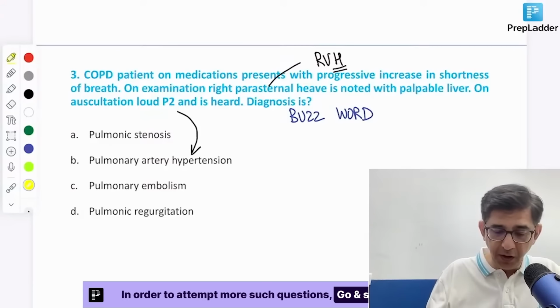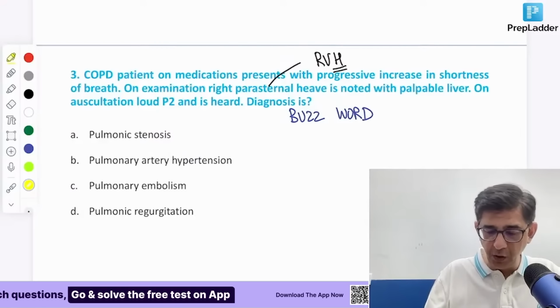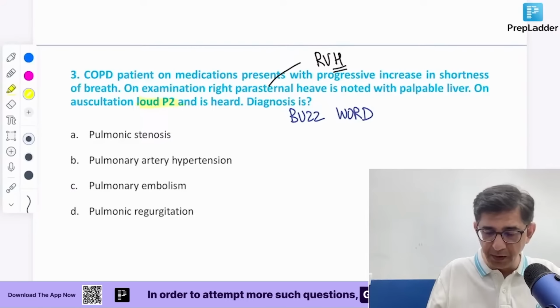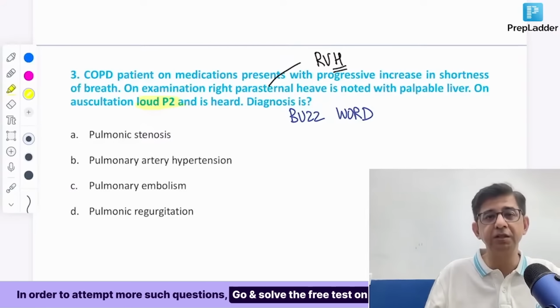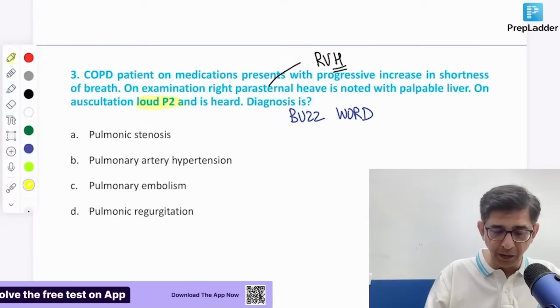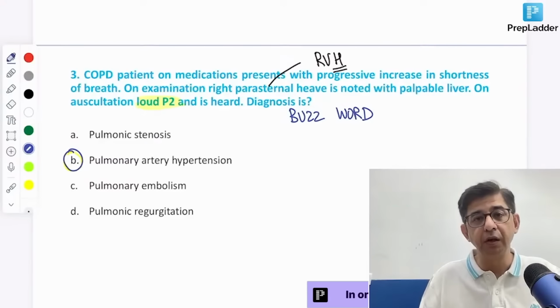Every time in your career, the moment you read the word loud P2, there can only be one answer in the question. This is the buzzword, loud P2 and parasternal heave that is present. That will help in diagnosis of this particular individual as option number B, that is pulmonary artery hypertension.